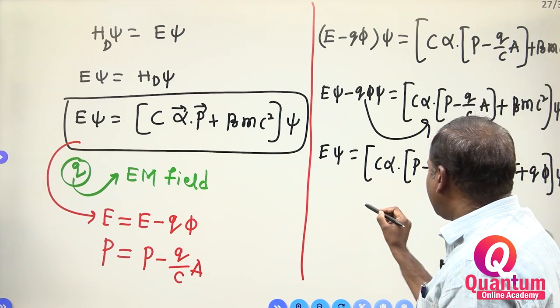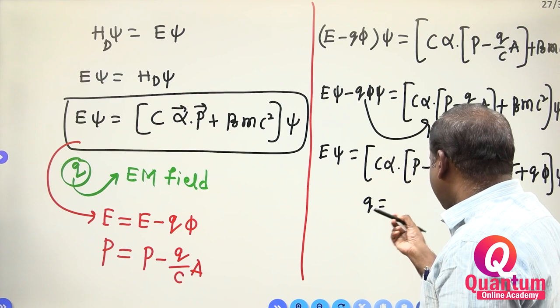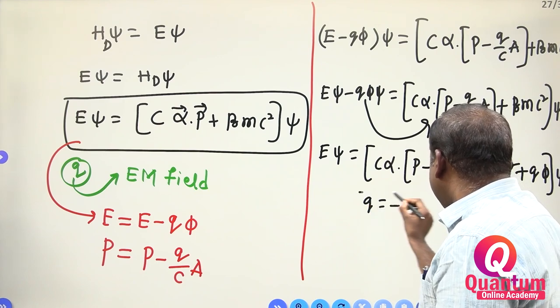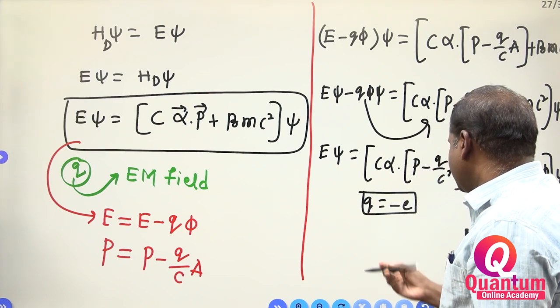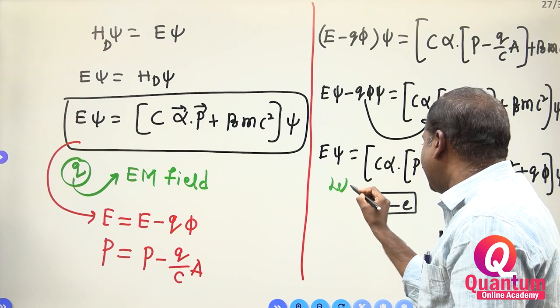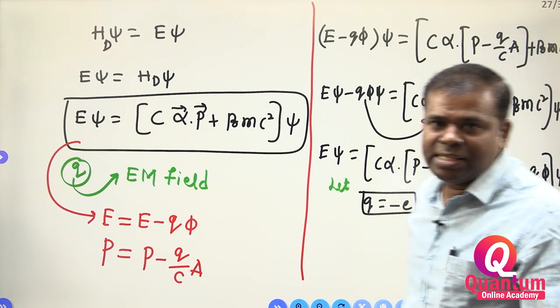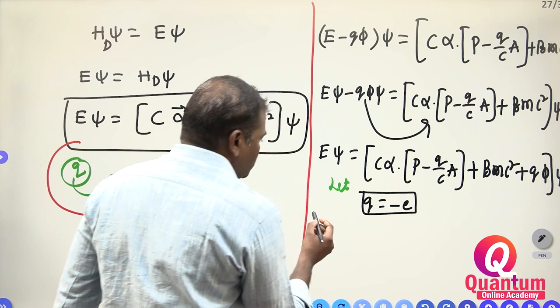But you know one thing, Q is a charged particle. That charge, if you have to take it as minus, let you take Q is equal to minus e. Then what will happen, once you have to see?